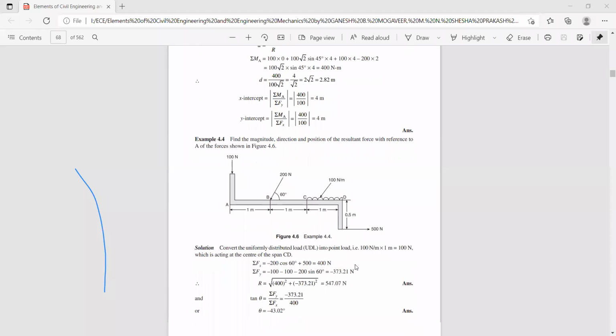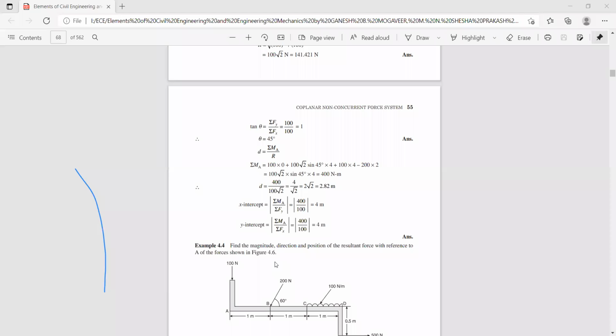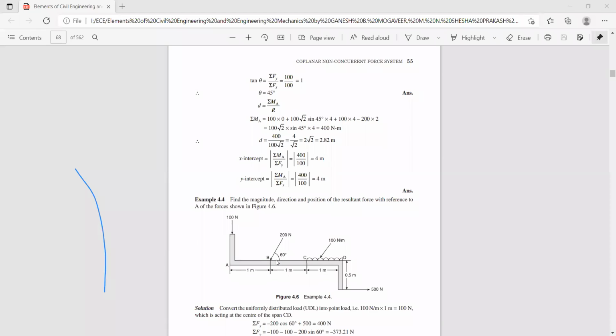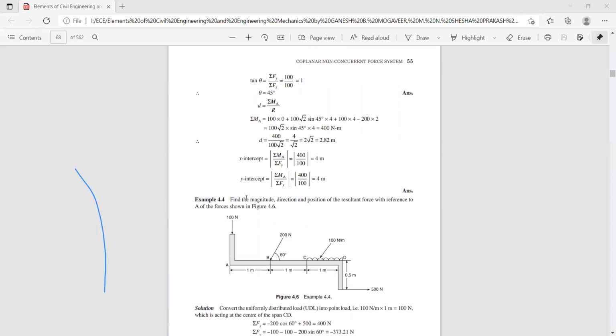Now let us discuss one more problem. I will hide the solution part. Now here, find the magnitude, direction, and position of the resultant of the forces with reference to point A, of the forces as shown in the figure.